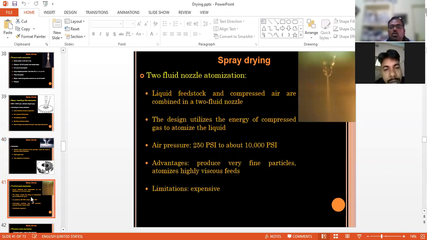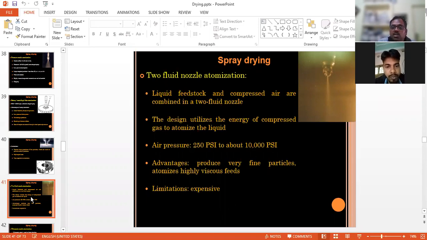Now consider the two fluid nozzle atomizer. This is also used in different plants of the country. They also use this type of two fluid nozzle atomization. Liquid feedstock and compressed air are combined in a two fluid nozzle. The design utilizes the energy of compressed gas to atomize the liquids. In this case, air pressure is generally 250 psi to about 10,000 psi.